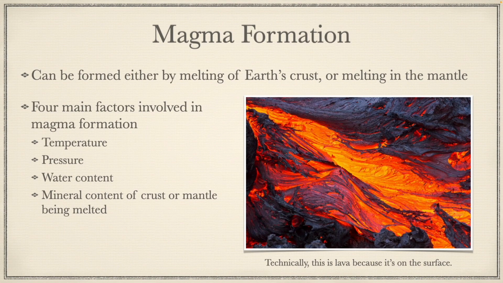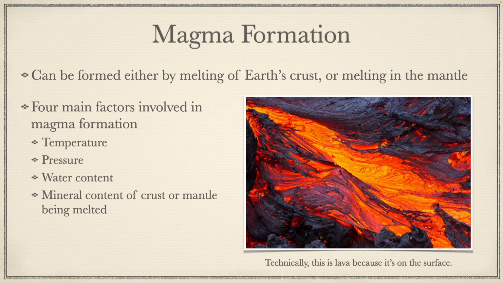Now, magma formation. Magma can be formed either by melting of Earth's crust or melting in the mantle. So you can melt two different things here: you can melt the crust itself, or you can have the mantle melting. Now, there are four main factors involved in magma formation.